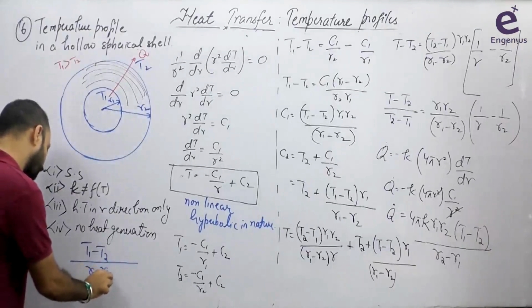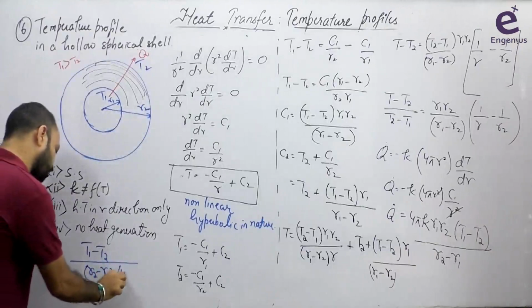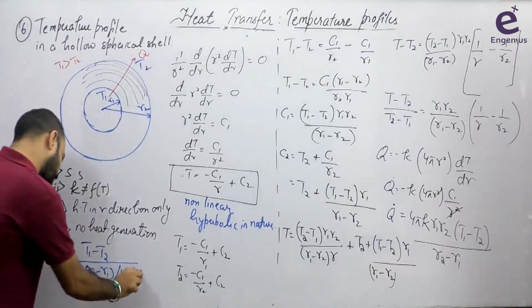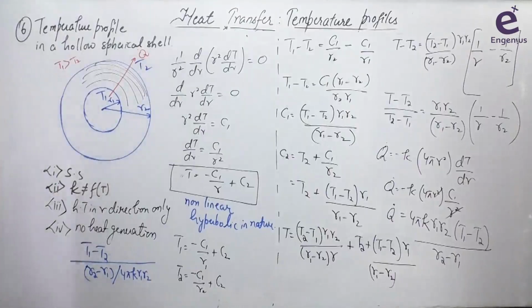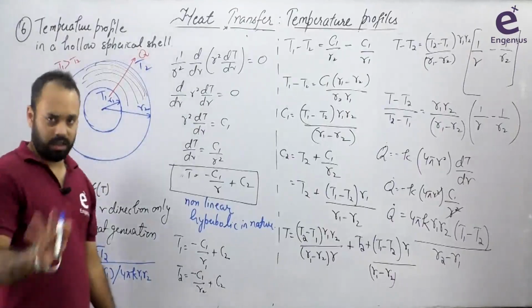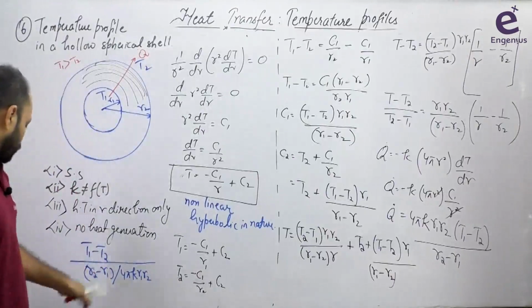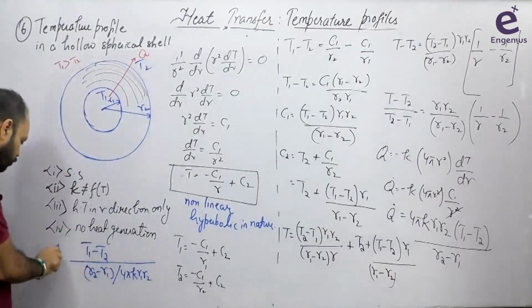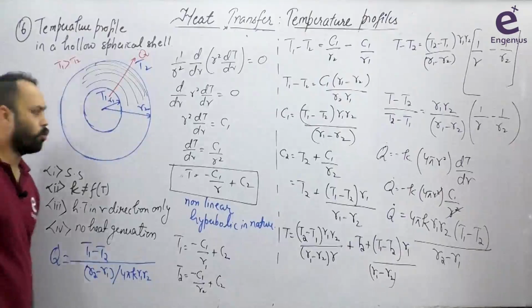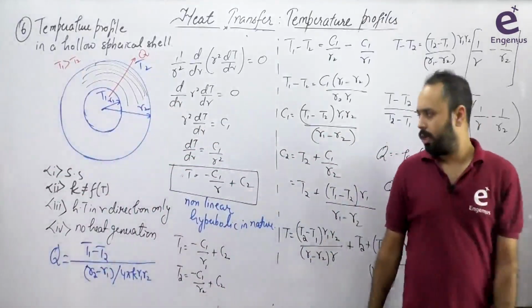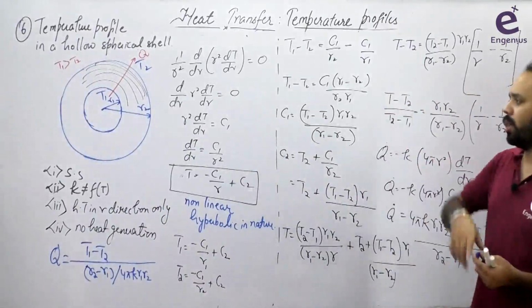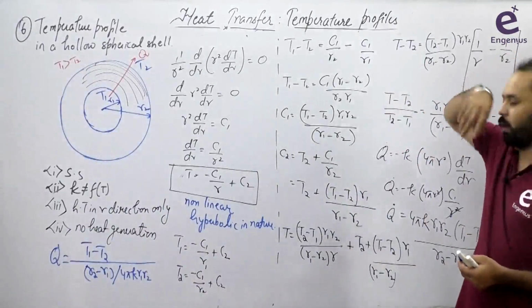You can see that everything is constant here, and therefore Q is not a function of R. However, dT by dr is a function of R, and area is a function of R. K is constant, not a function of R. This is in the form of driving force by resistance: R2 minus R1 by 4 pi k R1 R2. The temperature profile is done.